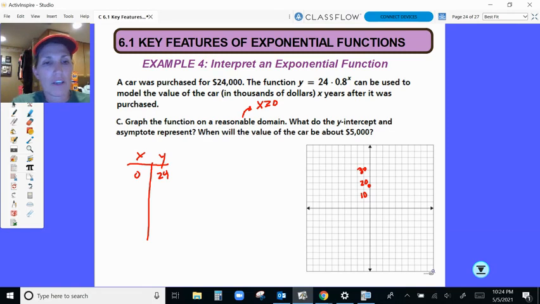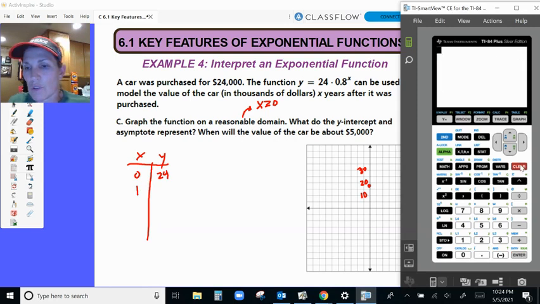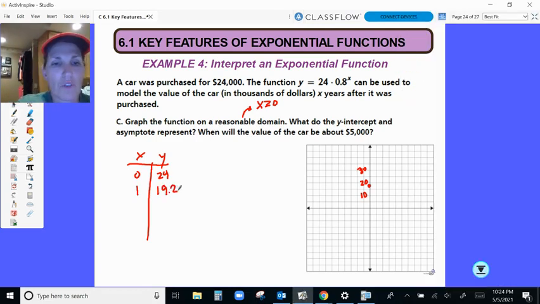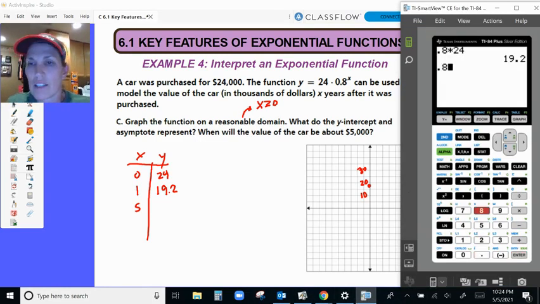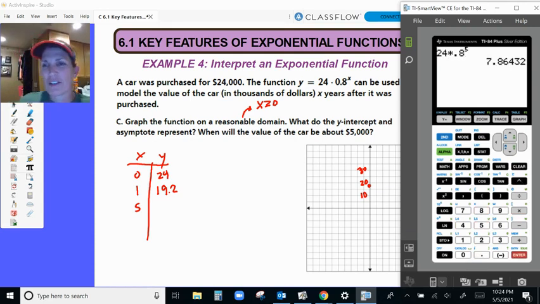Okay. And so if I plug in 1, I'm going to get 0.8 times 24. So what is that? So yeah, 0.8 times 24 is 19.2. So this gives us 19.2. What if I plug in 5 years? What about 5 years? What happens? So that's 24 times 0.8 to the 5th power. It gives me, whoa, what did I do there? Oh my goodness. 24 times, getting late, you guys. 0.8 to the 5th power. There we go. That makes more sense.